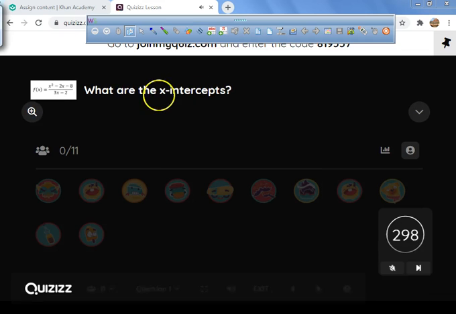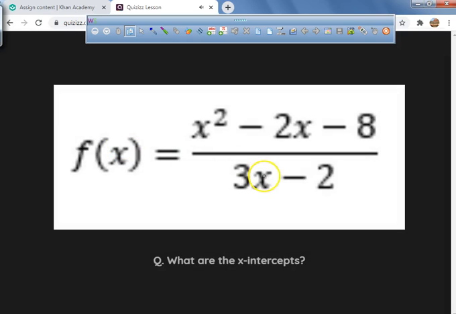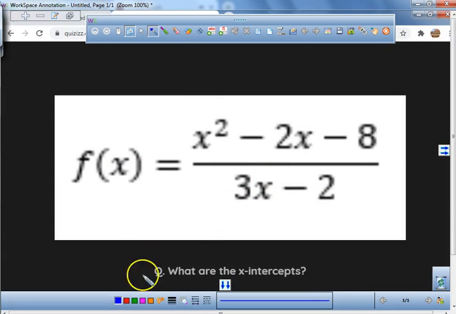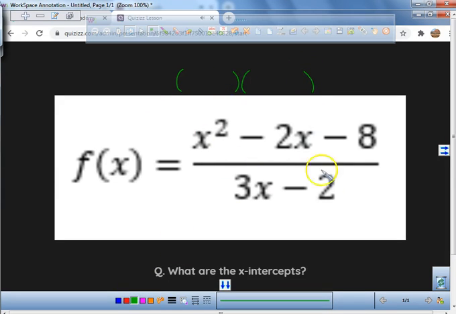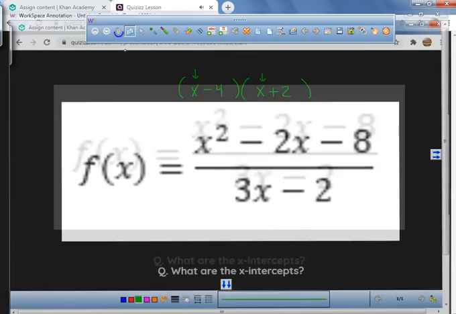Hold on, what are the x-intercepts? By the way, you would have to know how to factor this up here. So this will be x minus 4 and x plus 2. What number would you have to plug in there to equal 0? And what number would you have to plug in there to equal 0? Good luck.